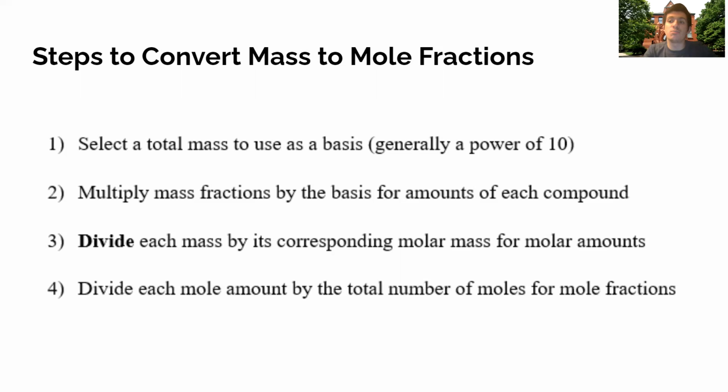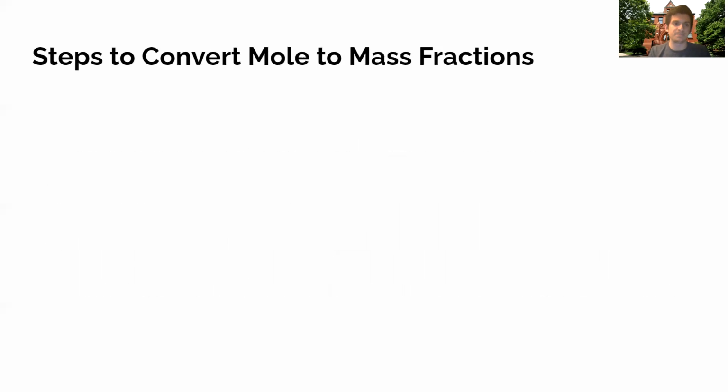Then divide each mole amount by the total number of moles that you have. It's going to be every single molar amount added together, the total number of moles. Divide that, and that's going to give you the mole fractions for each of your compounds.